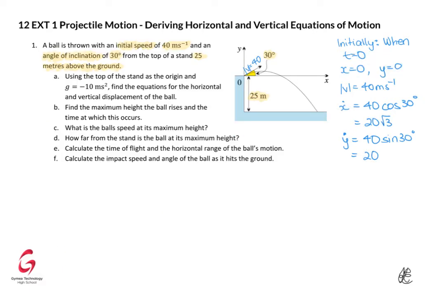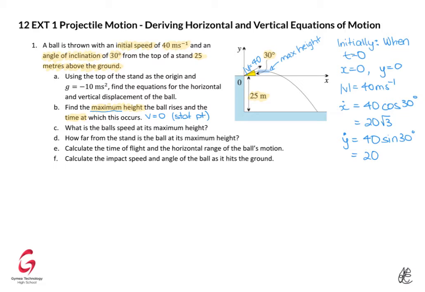Question B now asks us to find the maximum height of the ball and the time at which that maximum height occurs. So remember that when you see this word maximum, it's linking to that first derivative, or in our case, the velocity when it's equal to 0. So we're looking for where that stationary point is occurring on the curve.